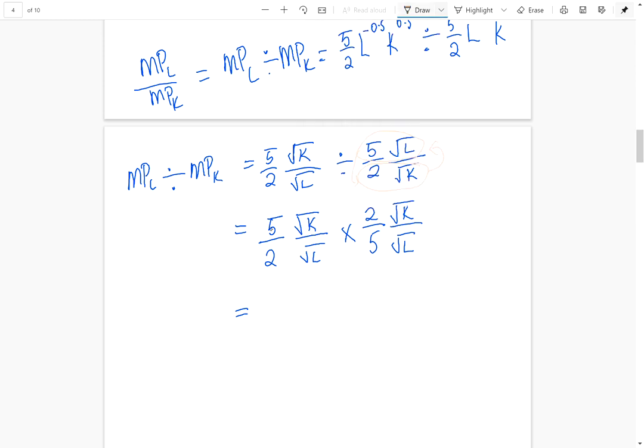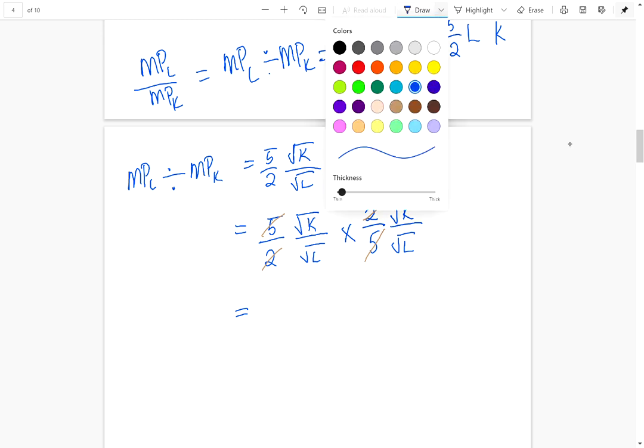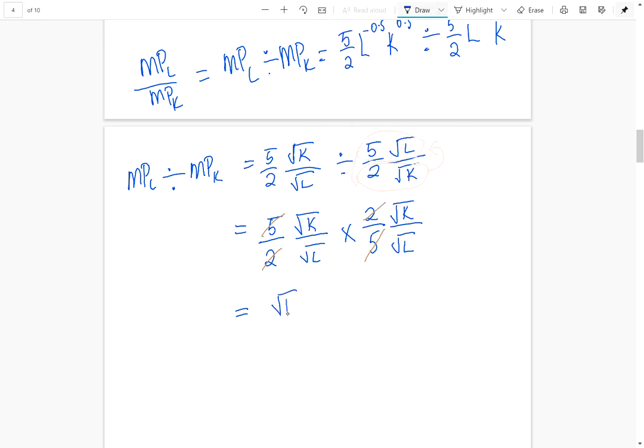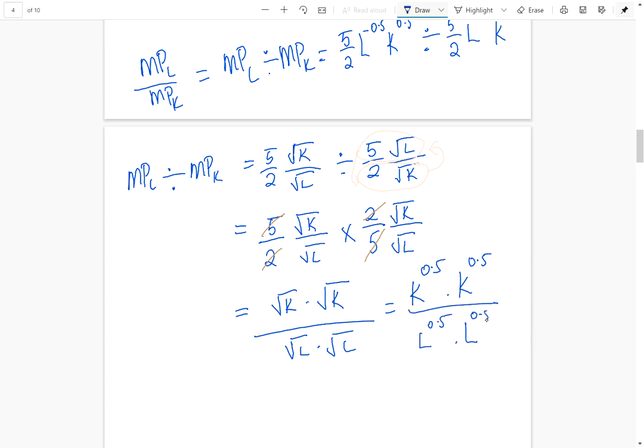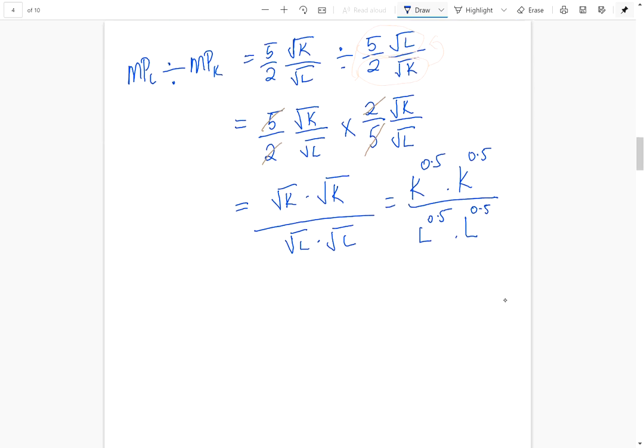So with this, we can cross these out, cross this out, and then combine our K and L. So we have the square root of K times the square root of K over the square root of L times the square root of L. Remember, this is just K to the power of 0.5 times K to the power of 0.5 divided by L to the power of 0.5 times L to the power of 0.5. We're going through all of this math so that we can find our cost minimizing L and K. This is worth it for any firm.